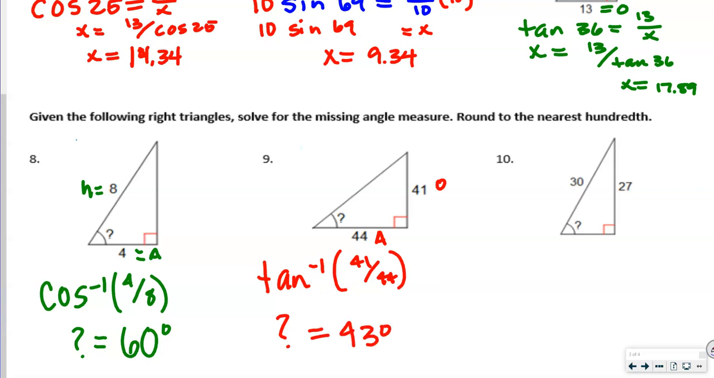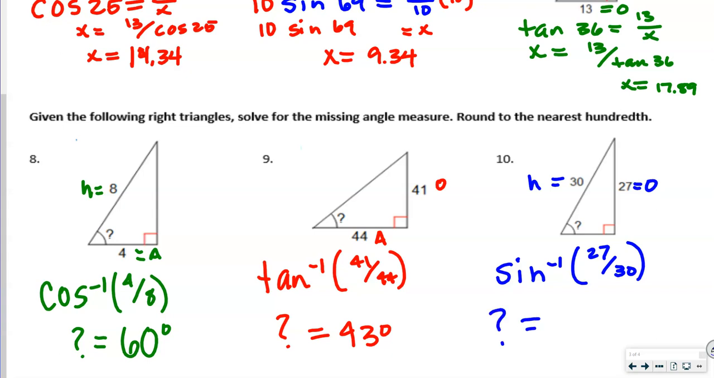All right, last one. So again, let's label relative to that angle. So that's opposite, right? And this is hypotenuse. What ratio uses opposite and hypotenuse? That would be sine. So we're doing the inverse sine of 27 over 30. Put that right in your calculator again. And this time, we actually do get an angle that we need to give 2 decimal places for, 64.16.